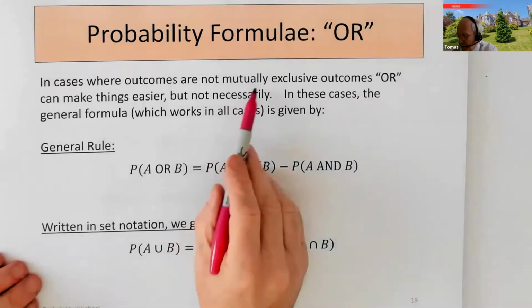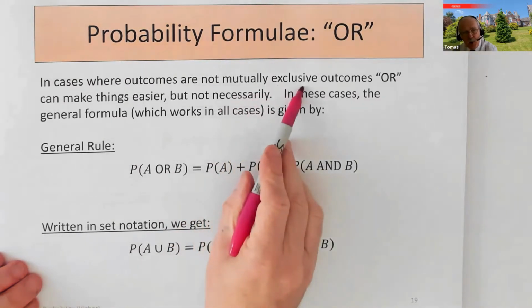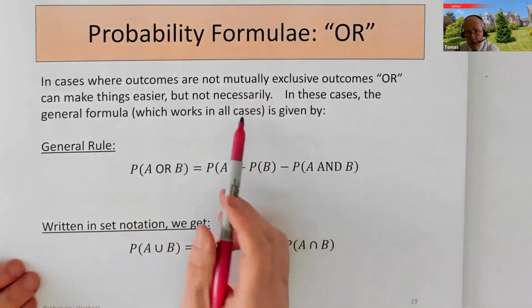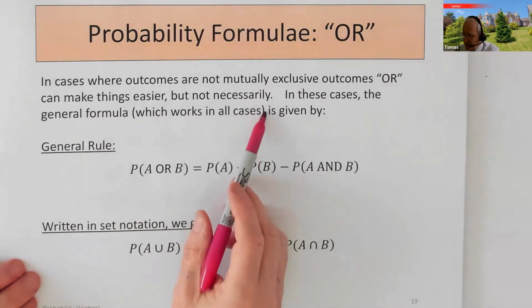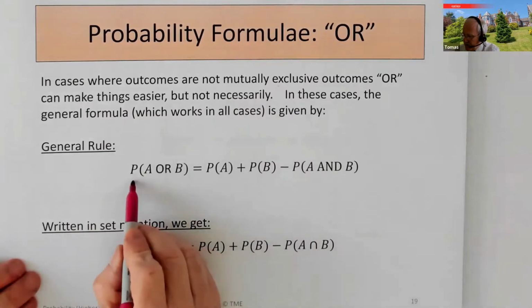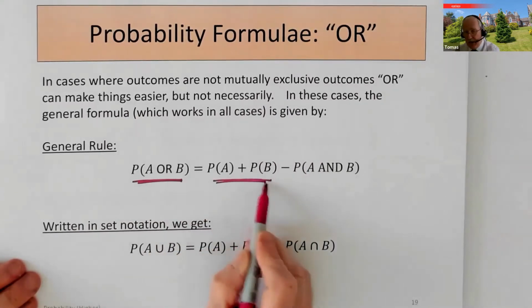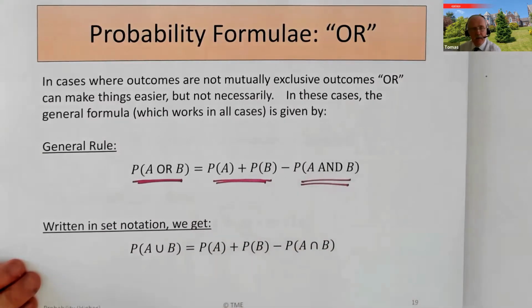In cases where they're not mutually exclusive, OR can make things easier, but not necessarily. For example, odd number or a 1 didn't make it any better. So here we say P(A or B) is P(A) plus P(B) minus the bit in the middle, P(A and B). Or in set notation, P(A union B) is P(A) plus P(B) minus the intersection.